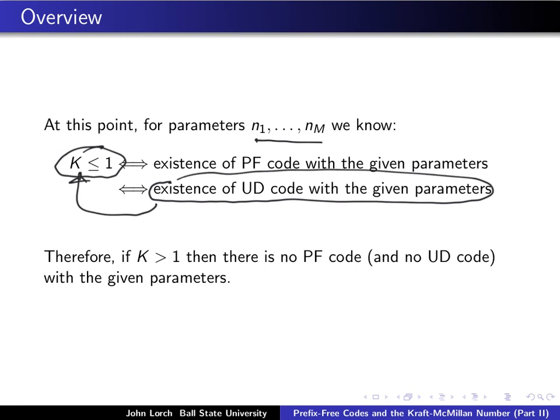Another way to view this is if k happens to be bigger than 1, then we're just out of luck, right? If k is bigger than 1, then there is no prefix-free code and no uniquely decodable code with the given parameters.